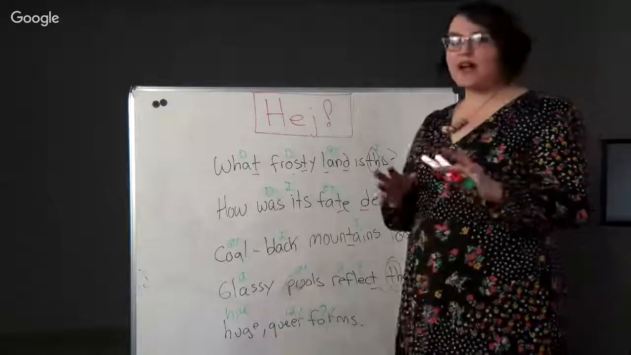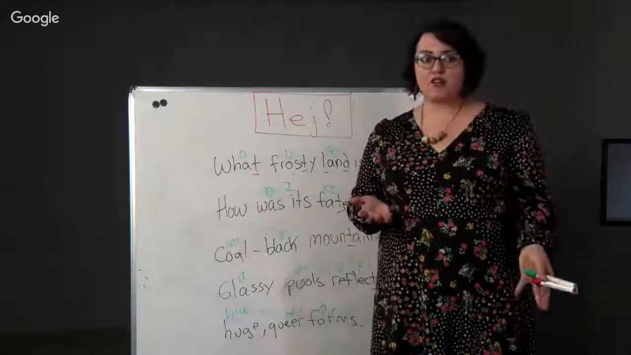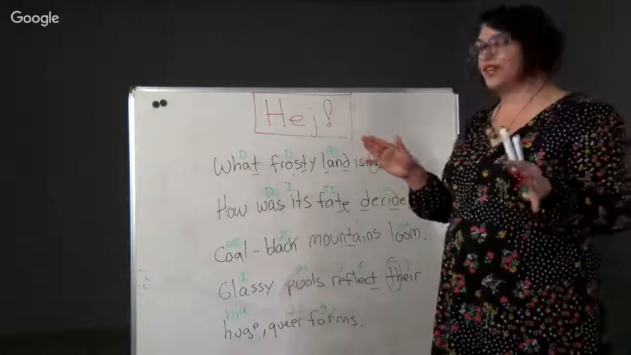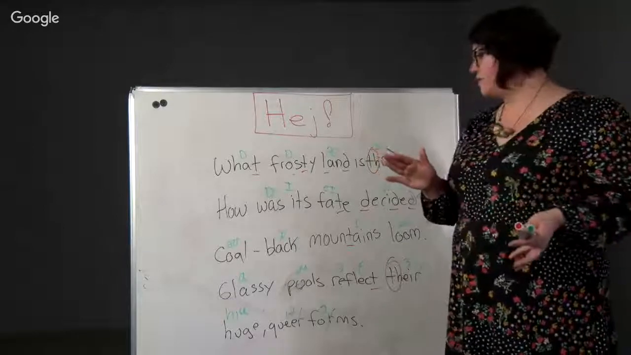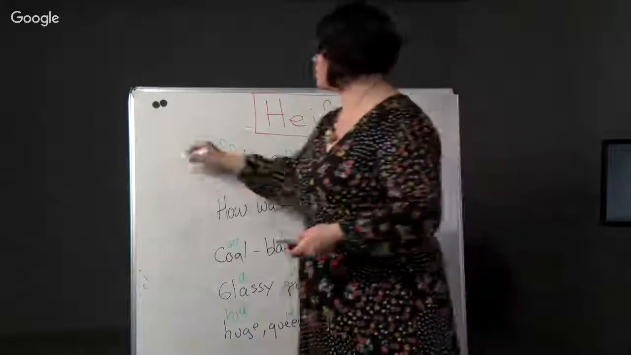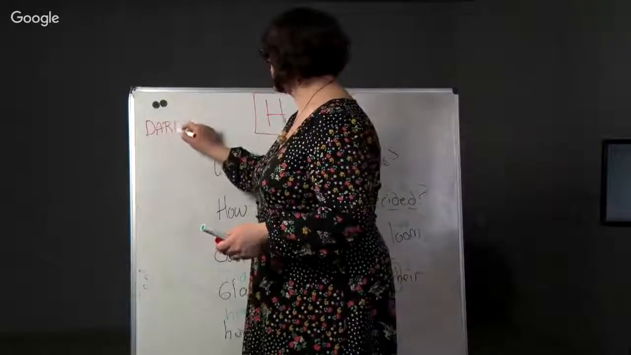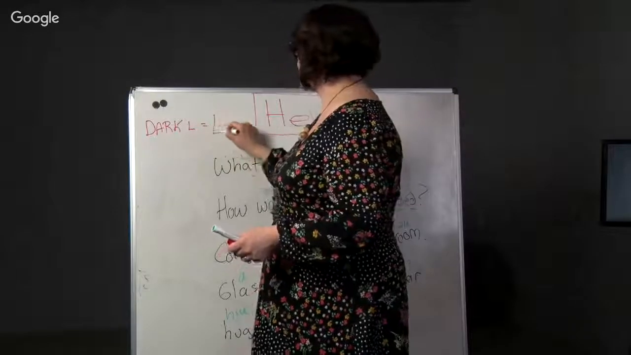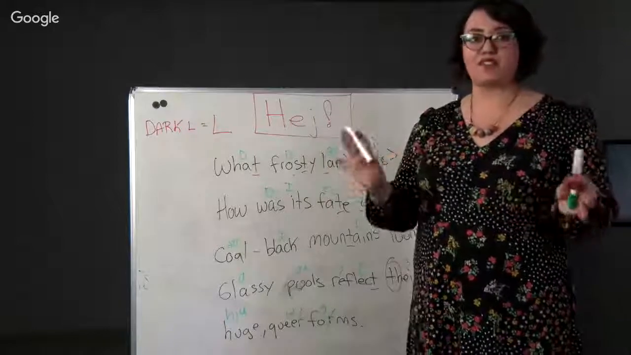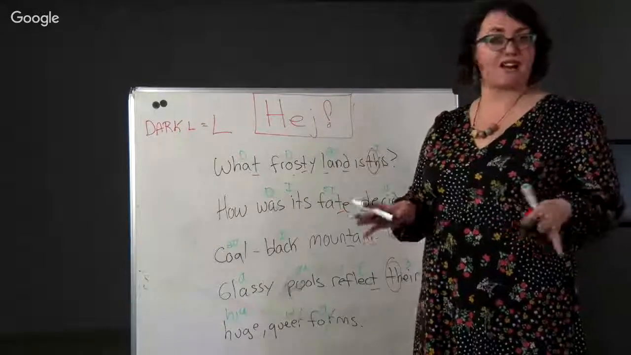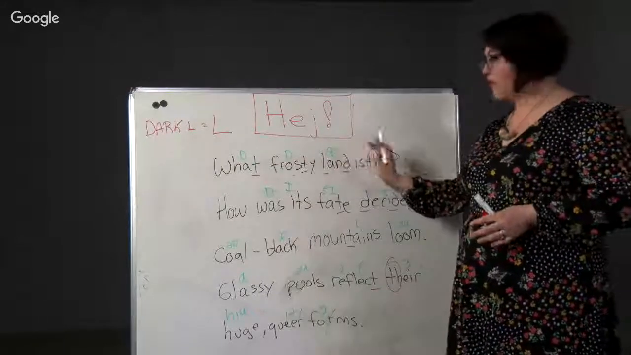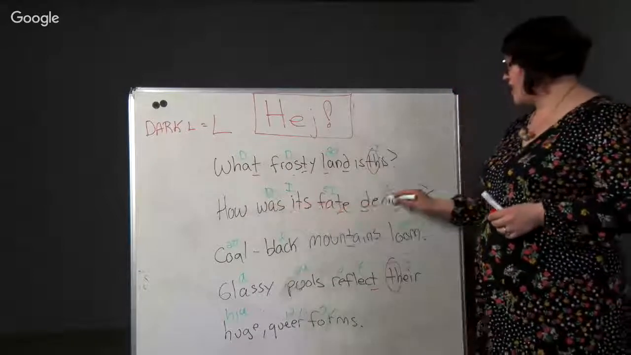Cool. Now let's back it up and talk a little bit about those L's, because it's been forever since we've remembered them. Remember, we have two possibilities for L's here, so let's mark them out. If we are going to do a dark L, I'm going to make a capital L like that. And if it's a regular light L, I'm going to leave it, because I think you guys are probably really talented at those. So, what frosty land is this? Regular L for you. How was its fate decided?